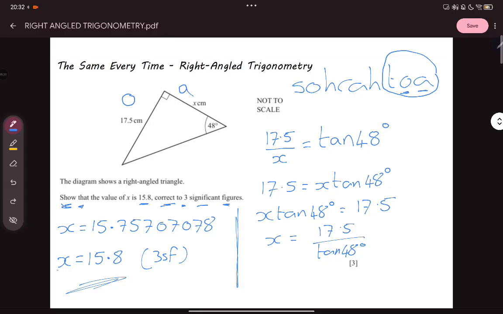If you're not sure about the rounding to 3 significant figures, then I have done a set of videos about rounding. Please go ahead and have a look at those after you finish with this video.